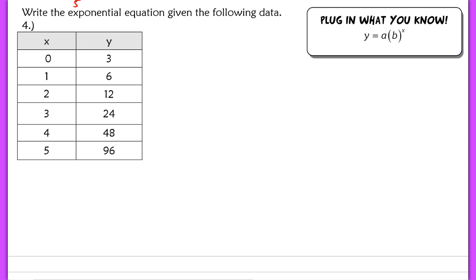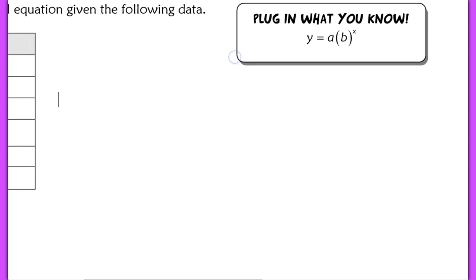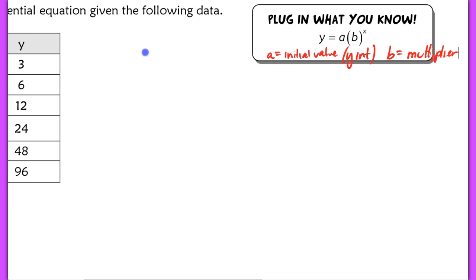Okay, so let's practice, and we'll begin with problem number 4 here. I do want you to write this down real quick here and plug in what you know. Remember, your a value is your initial value. It's called the y-intercept in this case. And your b value is your multiplier. So make sure you write that down on your notes. Okay, so let's begin here.